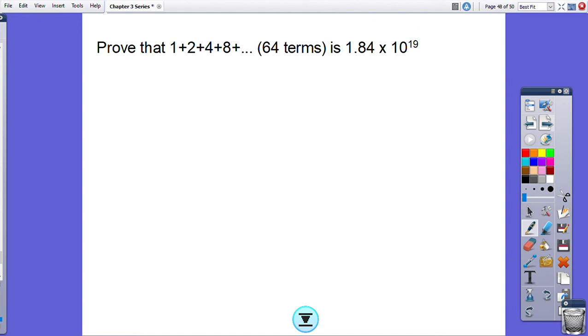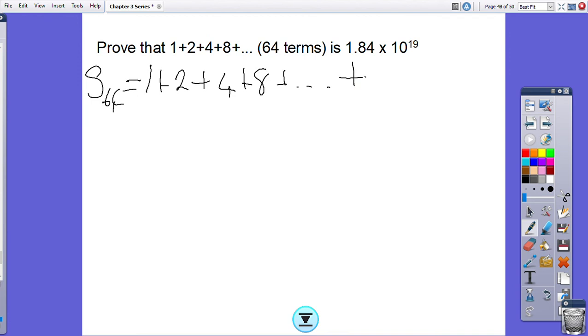Okay, so how are we going to do this? I'm going to do it without using the formula. So we're going to work out the first 64 terms. So we are going 1 plus 2 plus 4 plus 8, and we keep going until we get to the penultimate square, which is 1 times 2 to the 62 plus 1 times 2 to the 63.